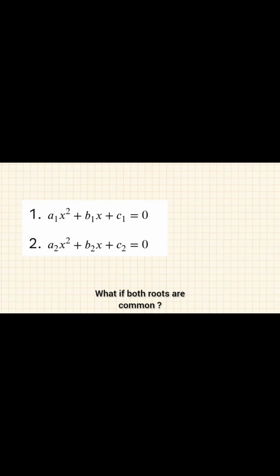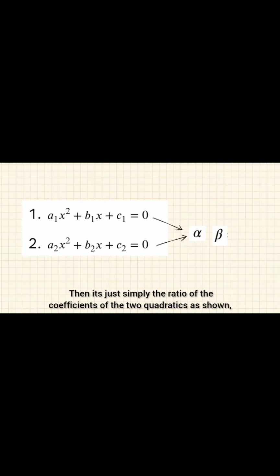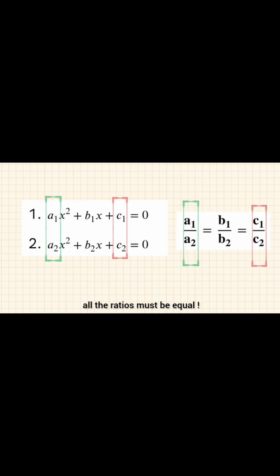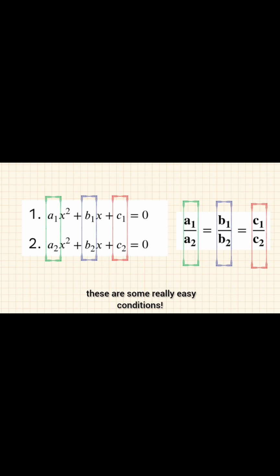Wait, what if both roots are common? Then it's just simply the ratio of the coefficients of the two quadratics as shown. All the ratios must be equal. These are some really easy conditions.